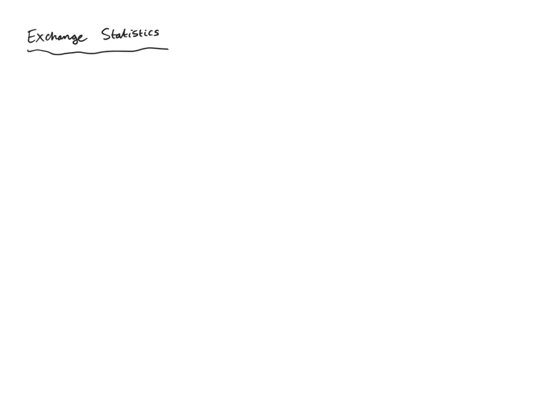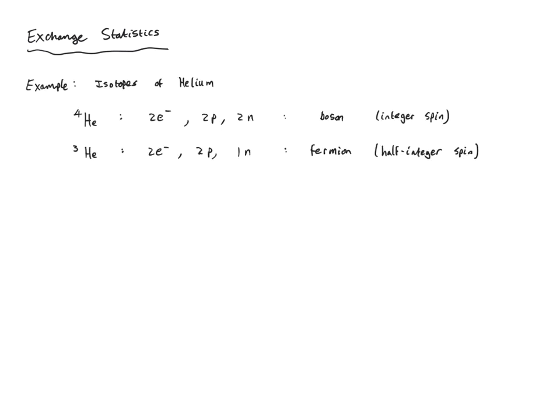These exchange statistics really do make a measurable difference in physical properties. A classic and very stark example of this is to compare the two isotopes of helium. Helium-4 has 2 electrons and 2 protons, of course, but also 2 neutrons, whereas helium-3 has 2 electrons and 2 protons, but only 1 neutron. Helium-4 therefore has an integer spin in total and is a boson, whereas helium-3 has a half-integer spin and is therefore a fermion. One can cool helium down, we believe, to absolute zero at ordinary pressures, and the helium will remain a liquid. That is, the particles are free to move around and exchange positions.